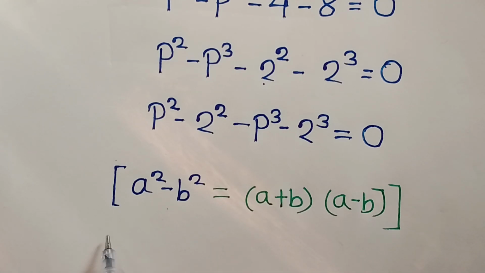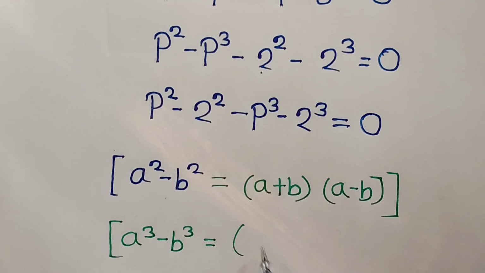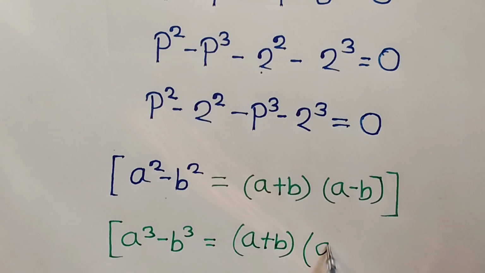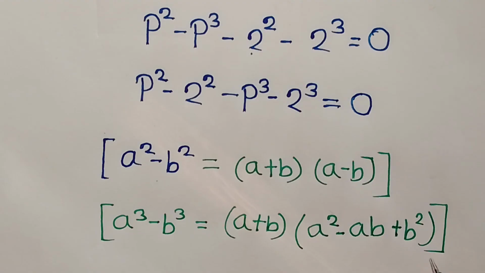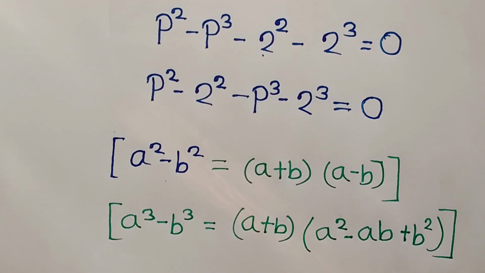And the second exponential formula was a cube minus b cube is equal to (a minus b) times (a square plus 2ab plus b square). Perfectly, we are writing the exponential formula.